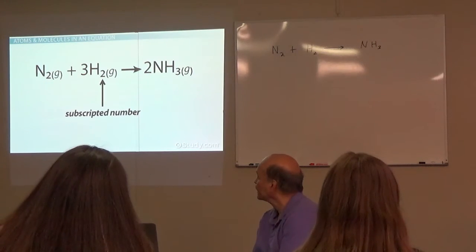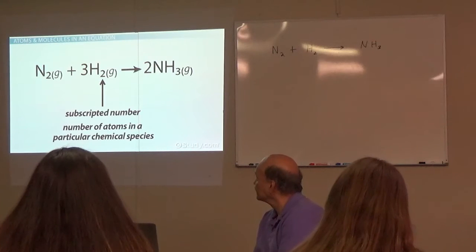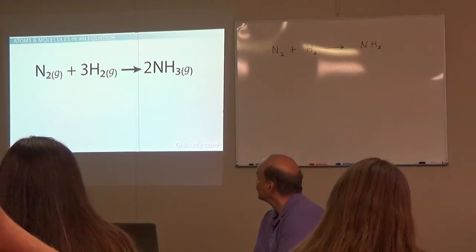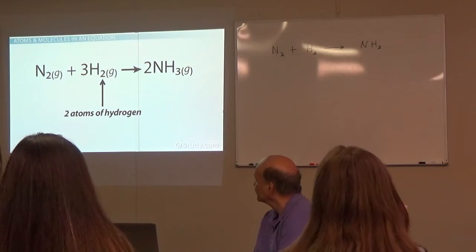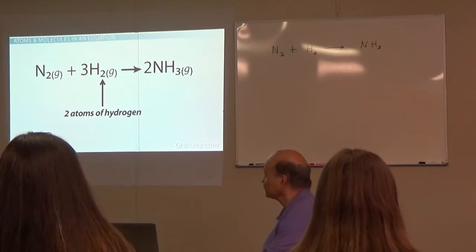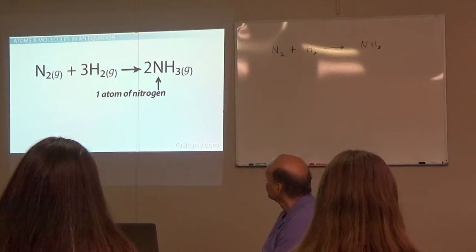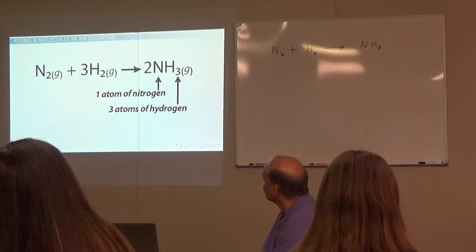A subscripted number is the number of atoms in a particular chemical species. For example, in this chemical equation, the subscripted 2 indicates that 2 atoms of hydrogen make up molecular hydrogen, and there is 1 atom of nitrogen and 3 atoms of hydrogen in ammonia.